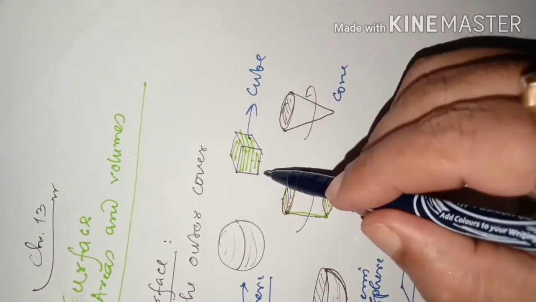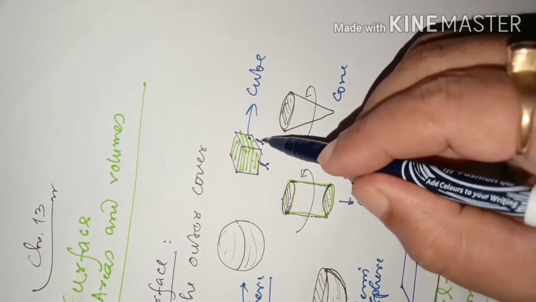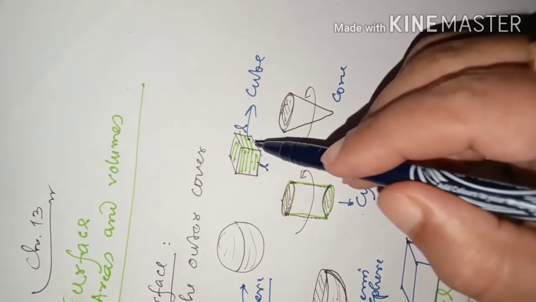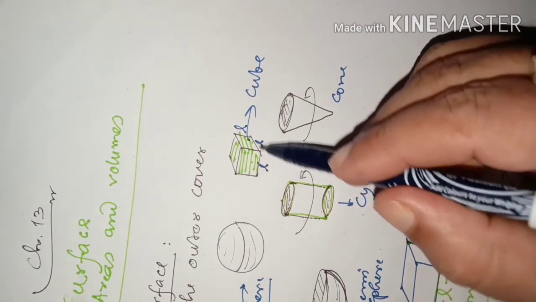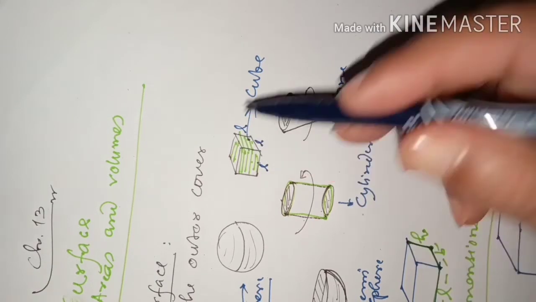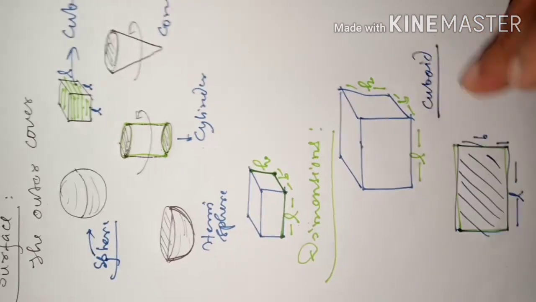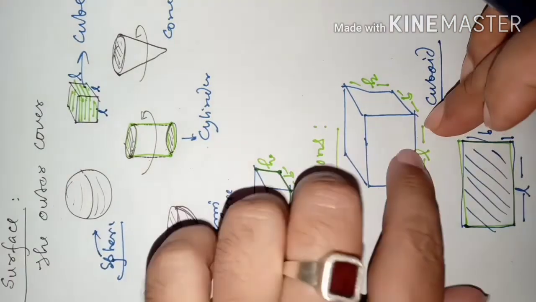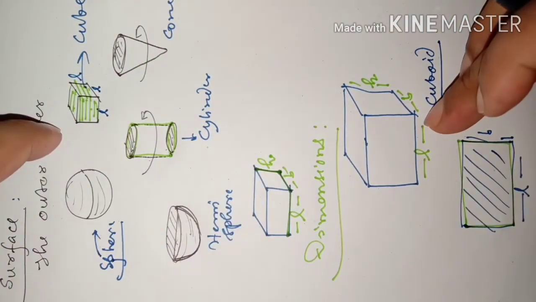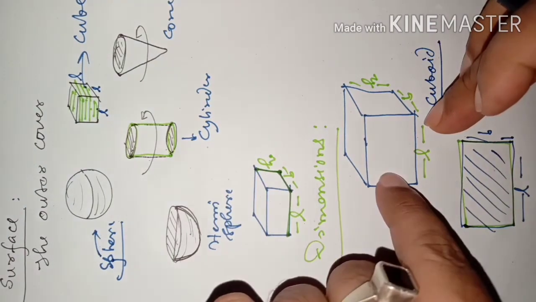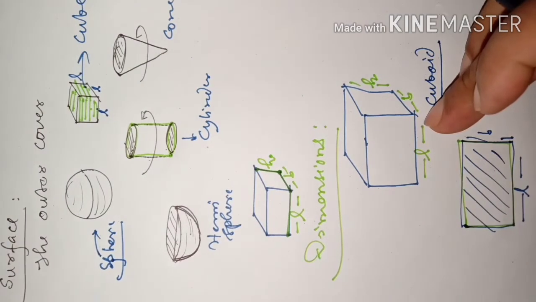But if a box has this shape where all the sides are the same, length, breadth, and height are all the same, suppose I mark this length as L, breadth also as L, and height also as L, then it is called a cube. So a cube is a little different from a cuboid. Every cube is a cuboid, but every cuboid is not a cube. Are you understanding what I am saying? Every cube is a cuboid, but every cuboid is not a cube.